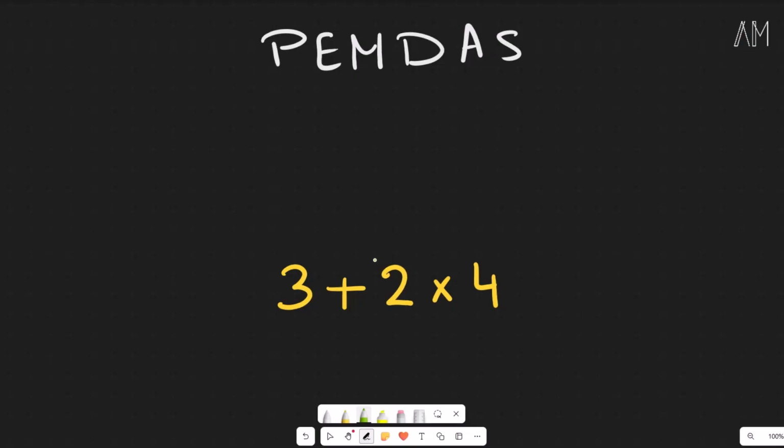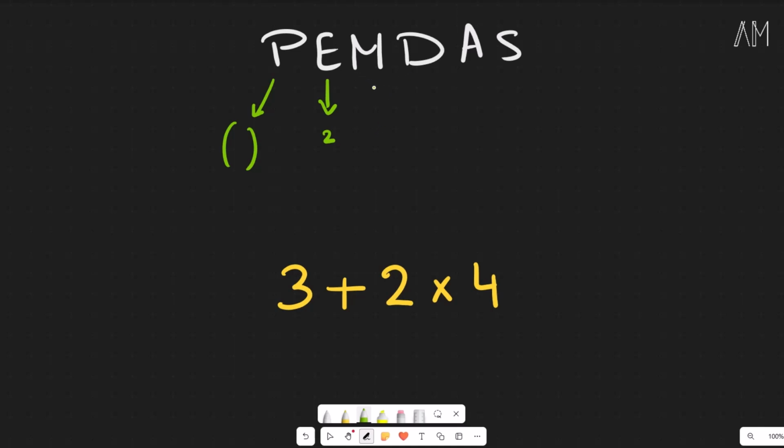First of all, what is PEMDAS? PEMDAS actually tells us the correct order to solve math operations so that everyone gets the same answer. First, we solve what's inside the parentheses. So P here stands for parentheses. And then exponents. If you have the power of 2 or power of 3, it depends.